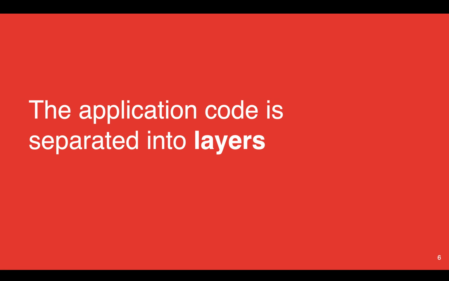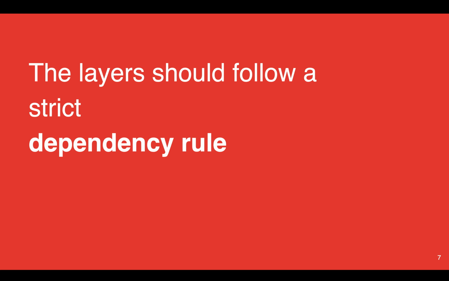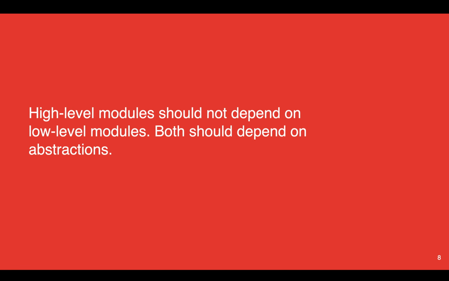So here we have some little principles about clean architecture. Application code is separated into layers. Layers should follow a strict dependency rule. We shouldn't have our layers leaking dependencies or trying to move off from another layer that they are not supposed to touch. Like the next one, you can see here, high level modules should not depend on low level modules, and both should depend on abstractions.